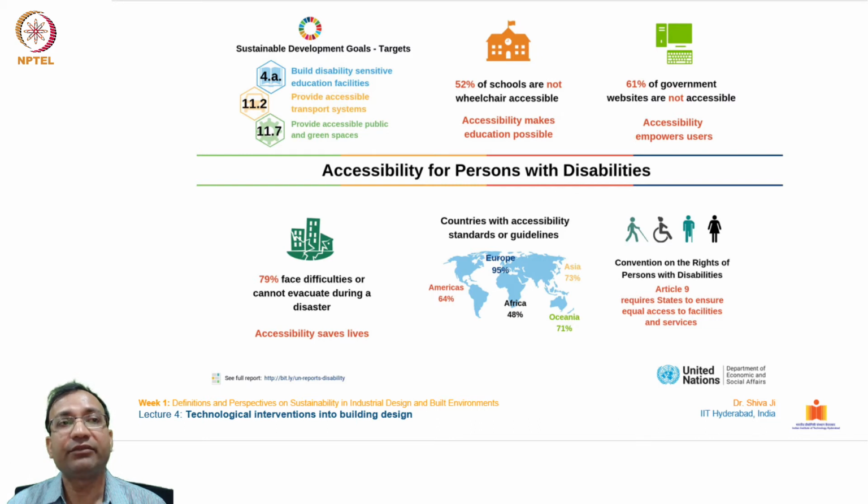So in an overall sense, the Sustainable Development Goals are giving us some targets, and targets are such that in each subsector we can break them into several objectives and actionable points, and try achieving them in a given or specific time. We can go back and review again if additional corrective measures are needed, implement them, and try achieving that goal in the given time. So this talks about disability-sensitive educational facilities, accessible transport systems, and accessible public and green spaces.